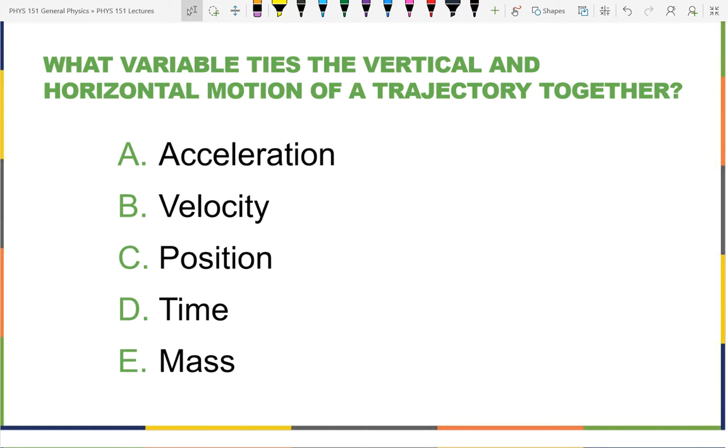What variable ties the vertical and horizontal motion of a trajectory together?